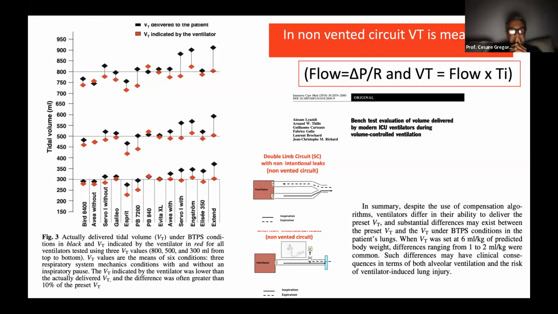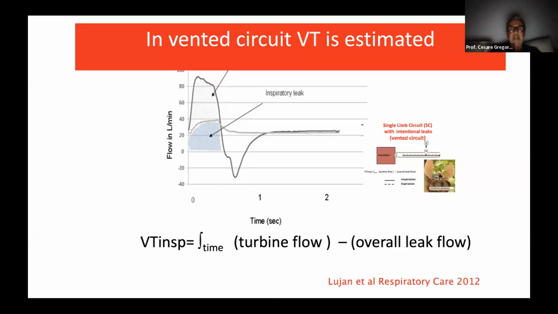So even in a more sophisticated ventilator, the tidal volume indicated by the ventilator can be lower than the actually delivered VT. And the difference can reach up to 10%, even something more. So you set, for example, 100, but the patient gets a bit more. Then, instead, in vented configuration, tidal volume is estimated, not measured, in very simple words, because the mechanisms behind this measurement are much more complicated.